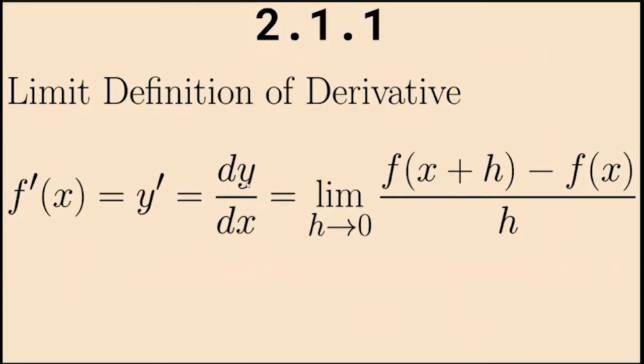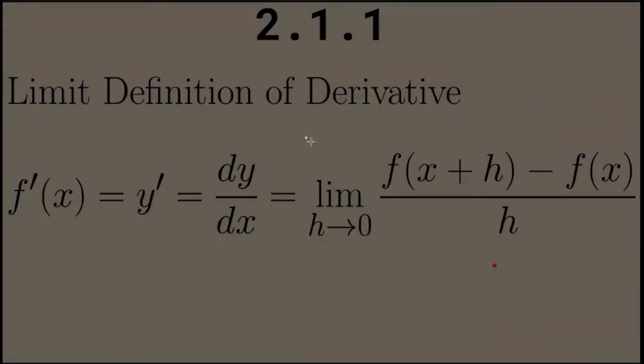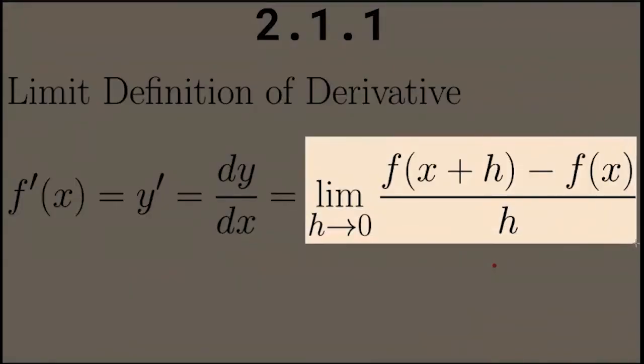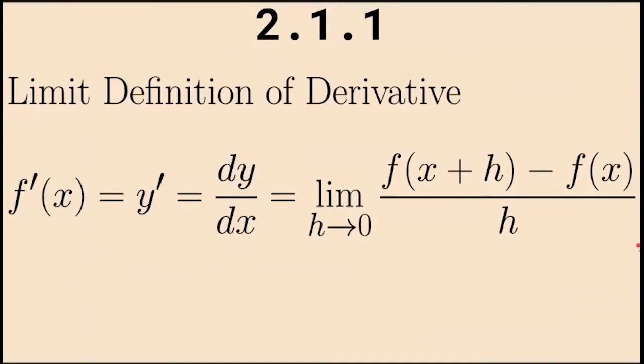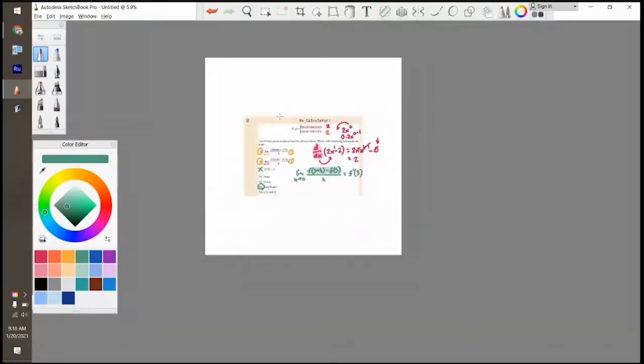Y prime means the derivative of y. F prime of x is also the derivative of y. And it's all based on this equation right here, the limit definition of derivative. It is still a change in y over change in x. I'll just show you why really quick, because some people might not see right away why this is change in y over change in x.